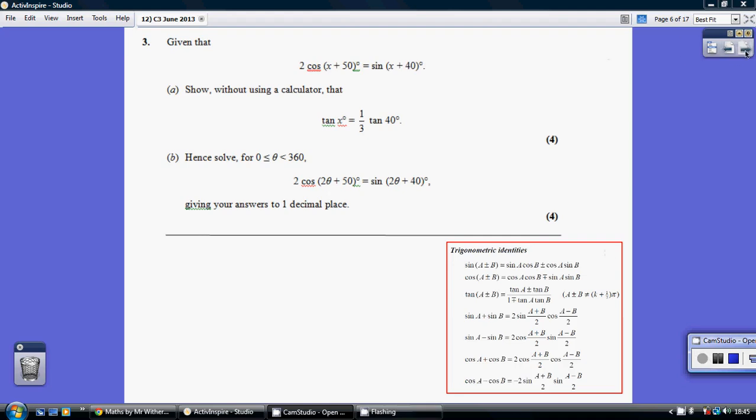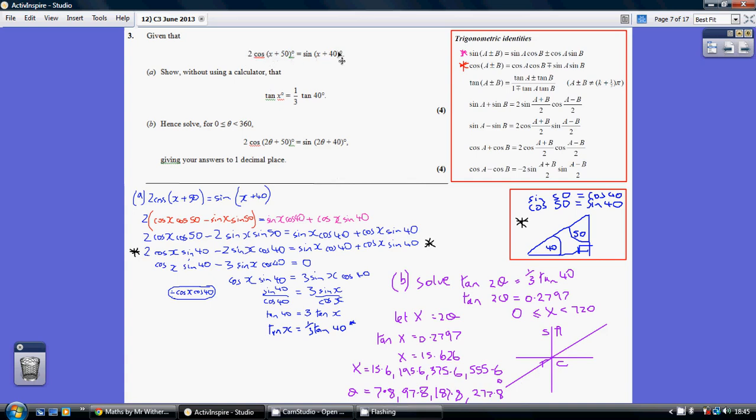Question 3. So given this, we've got to show this. So we start off by using these two trig identities which we are given. This is in the formula booklet.